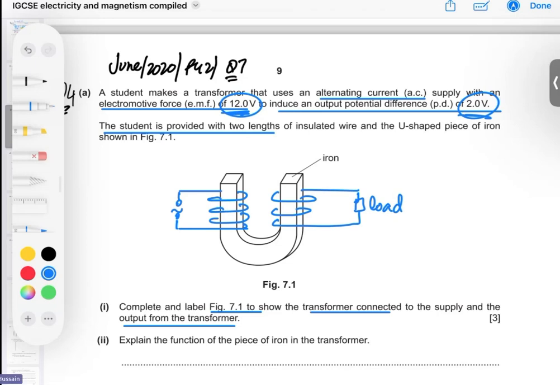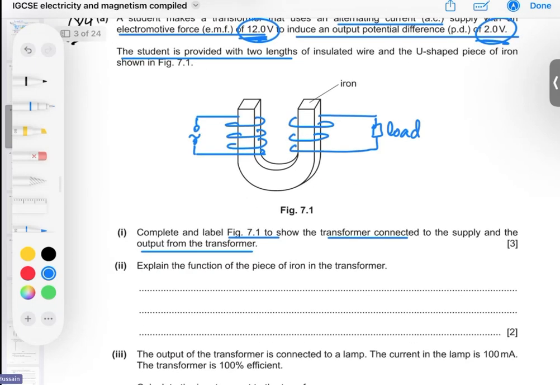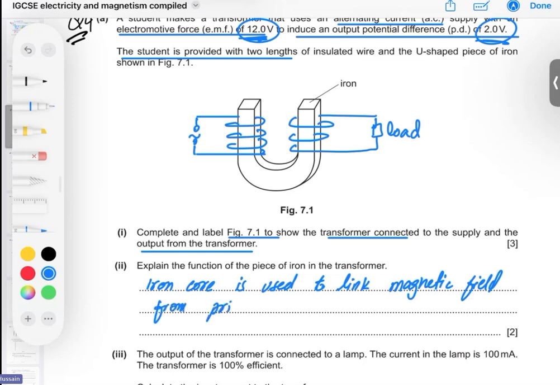Make the field strength stronger in the secondary coil, to induce EMF better. So the iron core is used to link the magnetic field from the primary coil to the secondary coil. This would score you 1 mark, right?